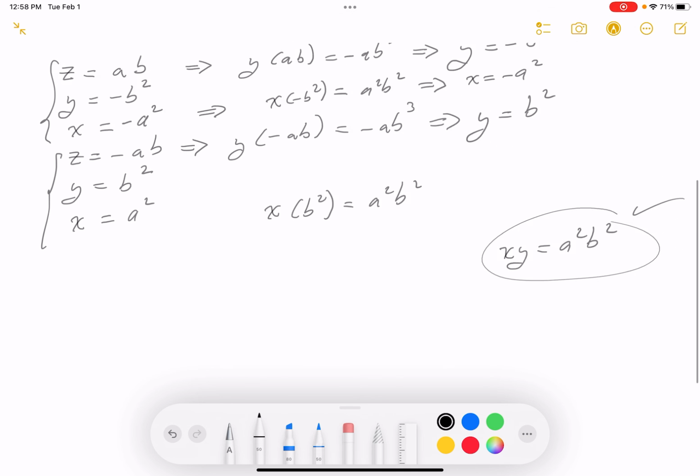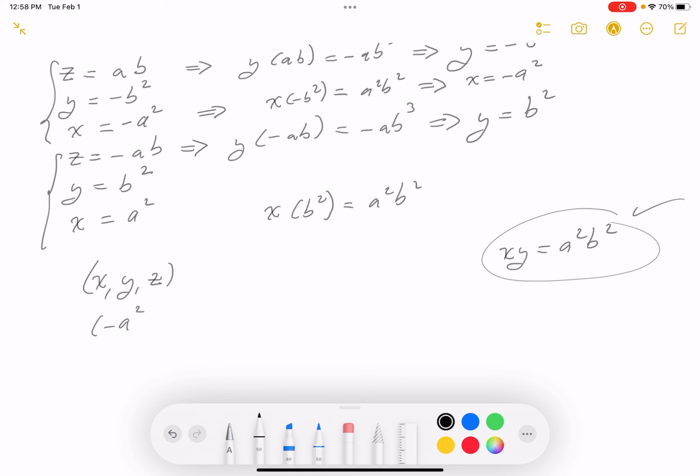So I have two triplets, and I'll write them down for you. And the triplets are going to be written down as x, y, z. The first one is going to be minus a squared, minus b squared, ab. That's one answer. And again, we'll check our answer key later. What's the other answer going to be? a squared, b squared, minus ab.